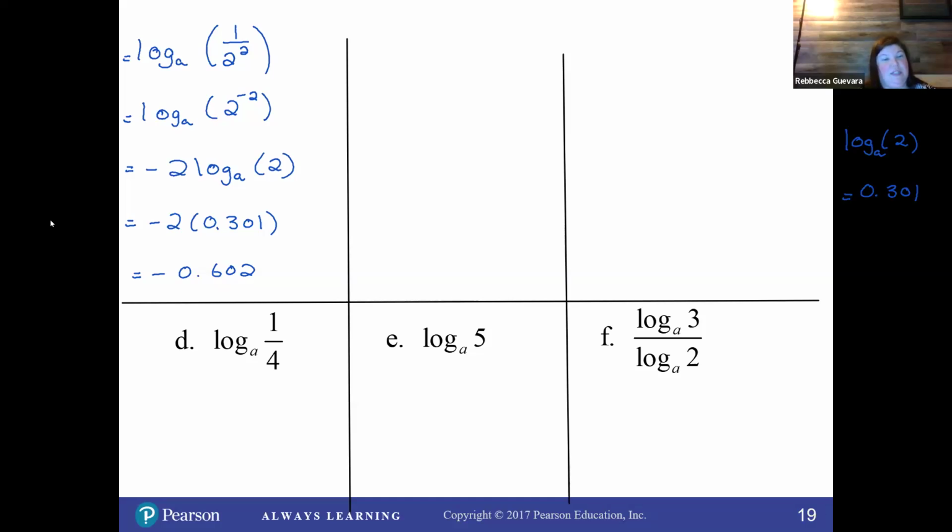So if we make an attempt at the next one, log base A of 5, the only way we can really break this up is log base A of 2 plus 3, and none of my rules apply to something of this scenario. So in this case, this is not something we can solve with the current information that we have.